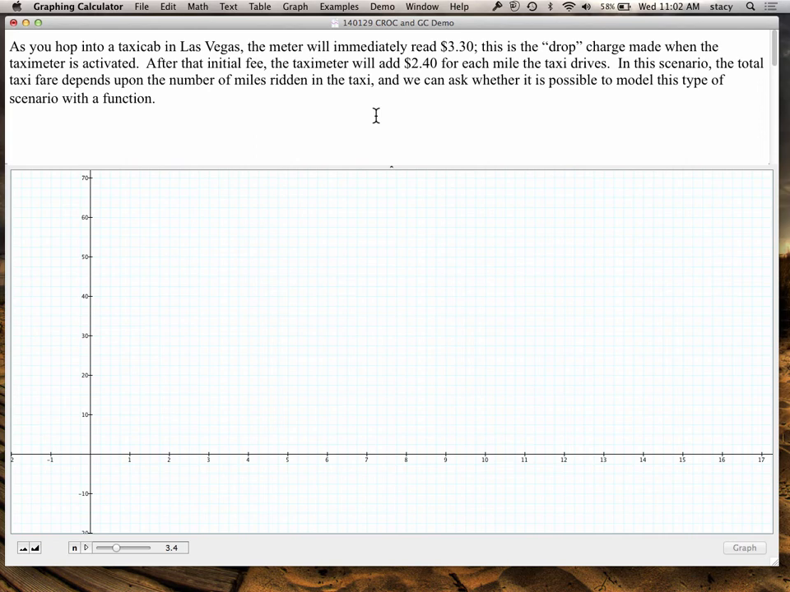So, anywho, here's our scenario. You're going to hop into a taxi cab in Vegas, and the meter will immediately read $3.30. This is the drop charge made when the taxi meter is activated. After the initial fee, the taximeter will add $2.40 for each mile the taxi drives. In this scenario, the total taxi fare depends upon the number of miles ridden in the taxi, and we can ask whether it is possible to model this type of scenario with a function. Can we model this scenario with a function?